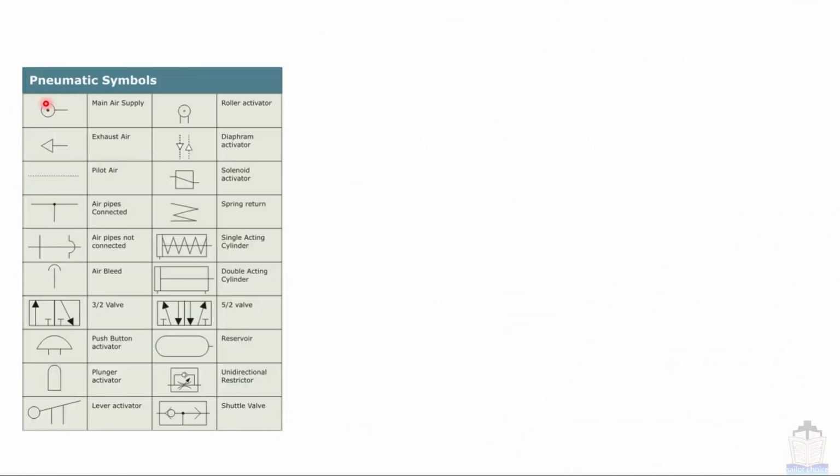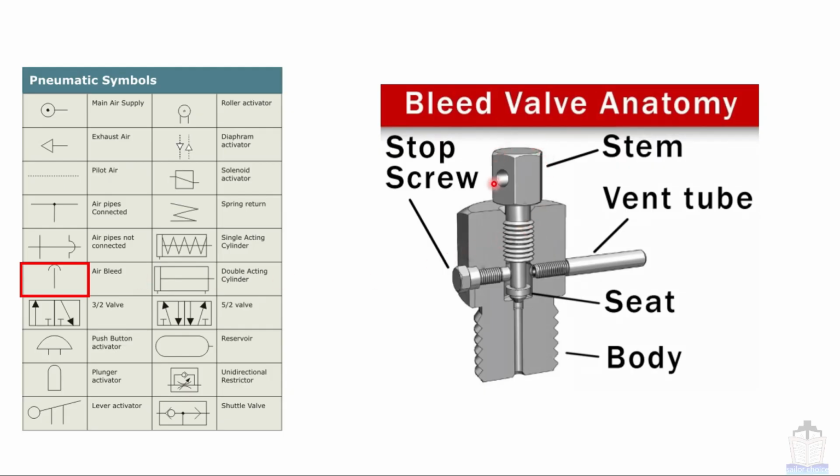So far we have seen the main air supply, exhaust air or supply with this white triangle, pilot air which is represented with a dotted line, and main lines which are represented with solid lines. Regarding these two symbols I will explain later on. Now we are going to see from here. The first one is this symbol, called the air bleed. In most pneumatic lines you will find an air bleed system at various locations. That means you open this screw and some amount of air will be released, which will remove moisture as well as oil from the system.